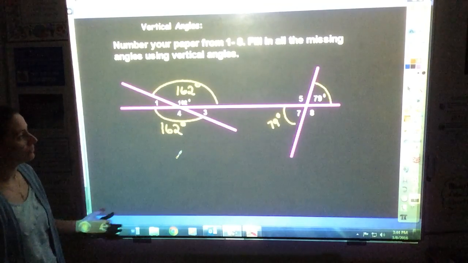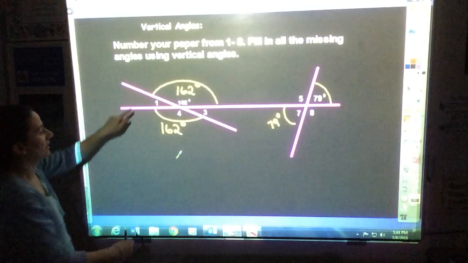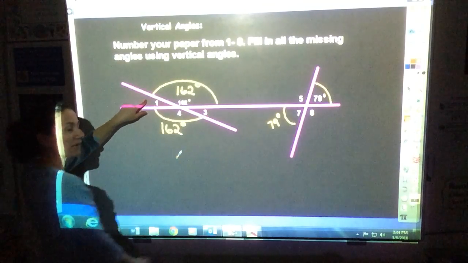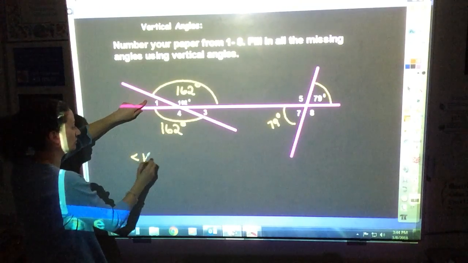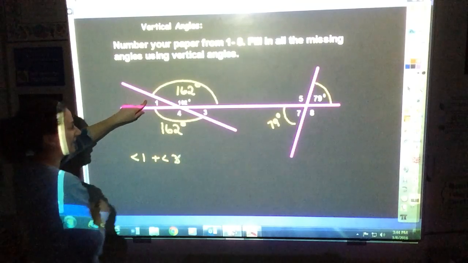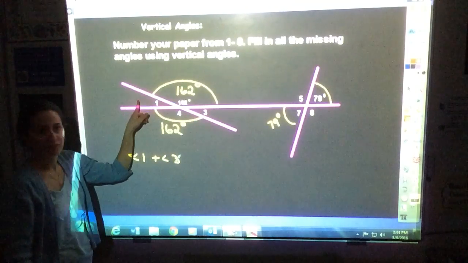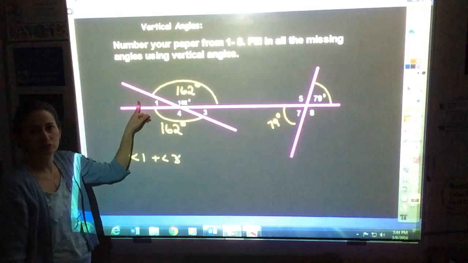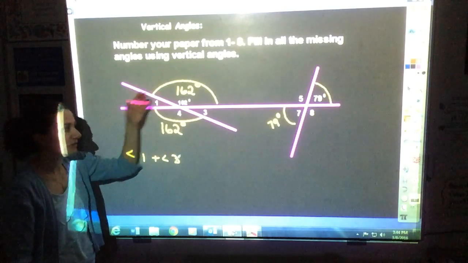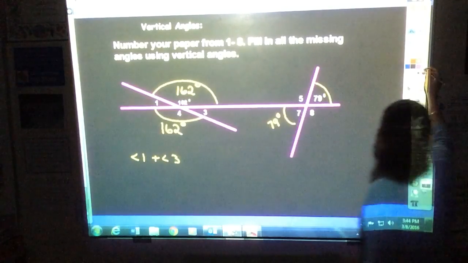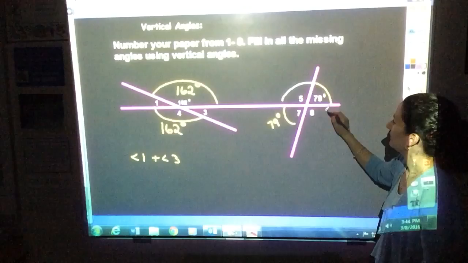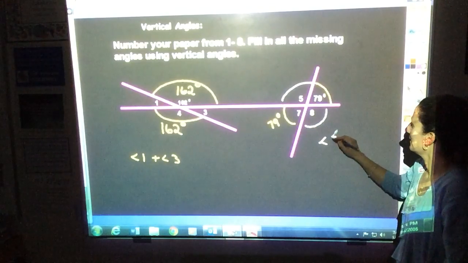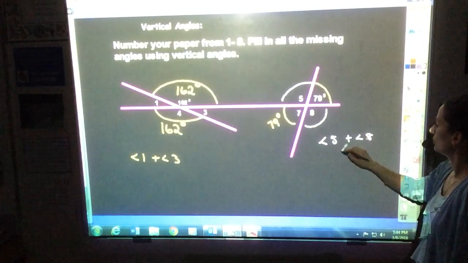We don't know yet the measure of angle 1 and angle 3, but I hope you see that they are also vertical. Angle 1 and angle 3 are vertical. We're going to learn how to find the measure of those tomorrow. And over here in this diagram, I hope you also see that angle 5 and angle 8 are also vertical.